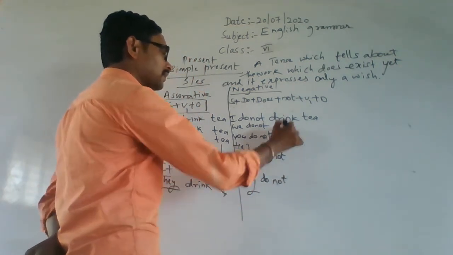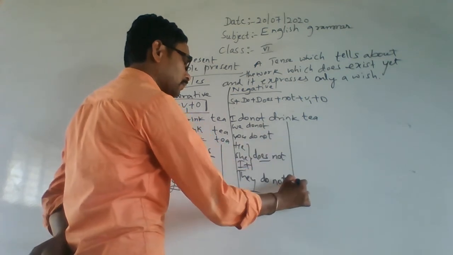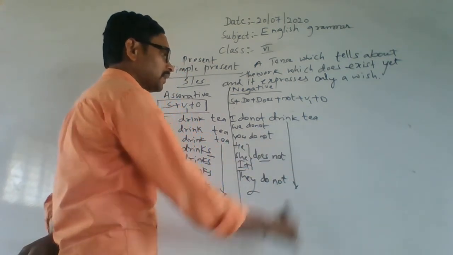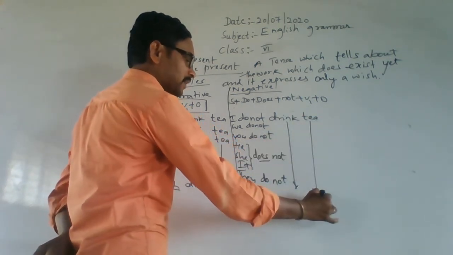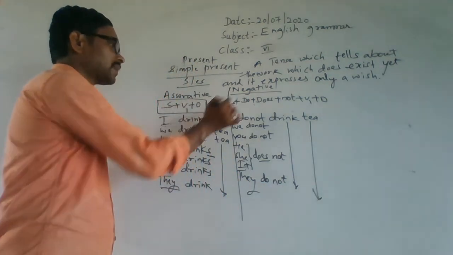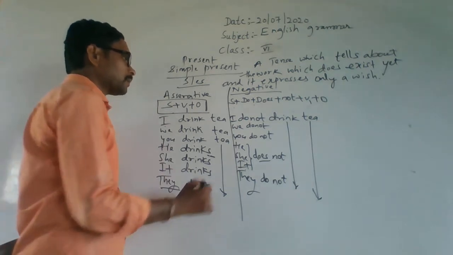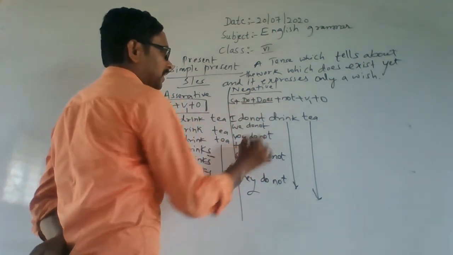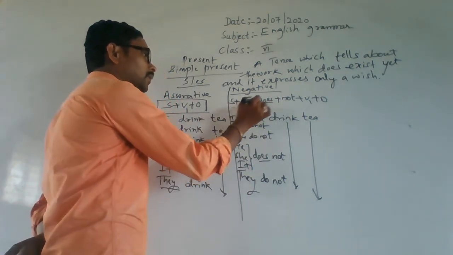What is your verb here? Drink, as it is, you should write here. No more changes in the verb, and the object is the same. It is assertive, that is negative. Two helping verbs are there. When you make a negative, we should use do or does.